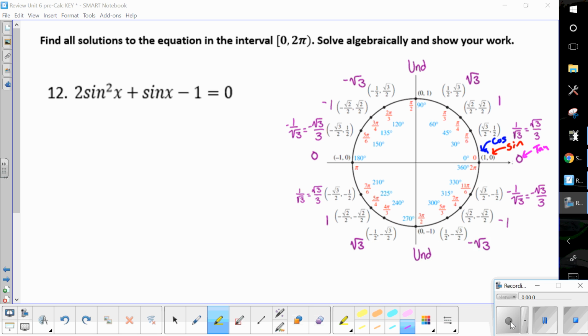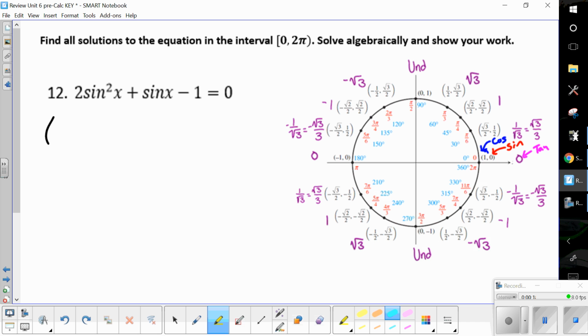All right, on question 12 here, you notice that my equation here is already set up like a typical trinomial. I notice I've got sine squared, sine, and then a whole number at the end. So I don't need to move anything around. I don't need to change anything. I'm just going to go ahead and try to factor this.